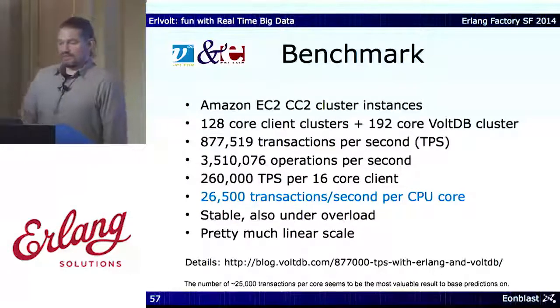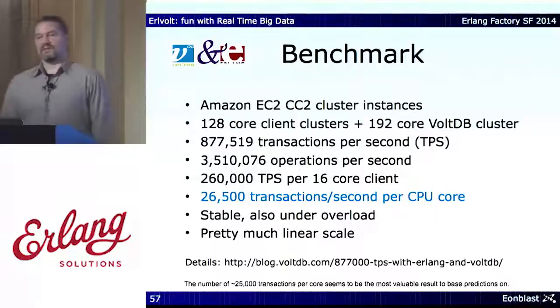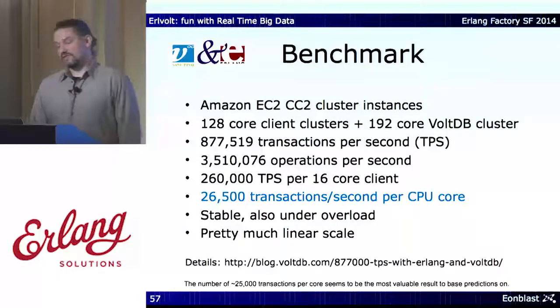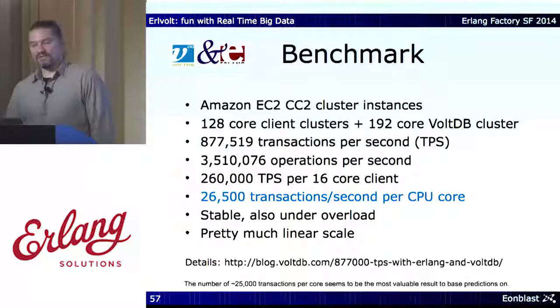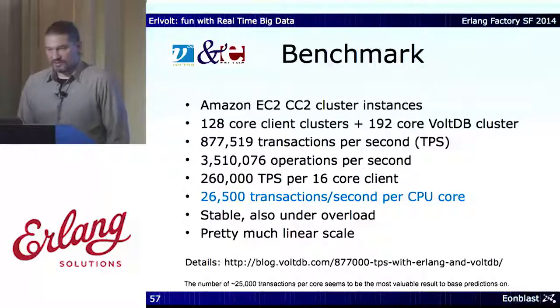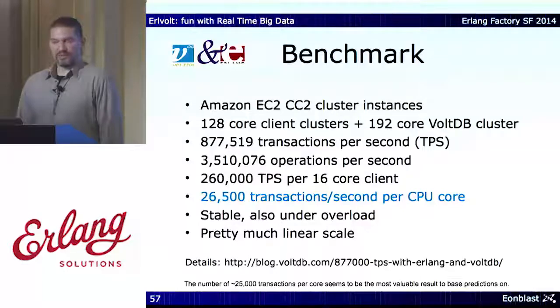So I tried that using Amazon EC2 cluster instances. That makes it something that everybody can pretty much try out himself. In this case, my result was 877 transactions per second, because those transactions are even 4 or even 6 operations, depending on how you count it, that makes 3.5 operations per second in a way. The more interesting number in this case is maybe that I had 26,500 transactions per second per CPU core, as this gives you some idea how much hardware you might need for a given task.